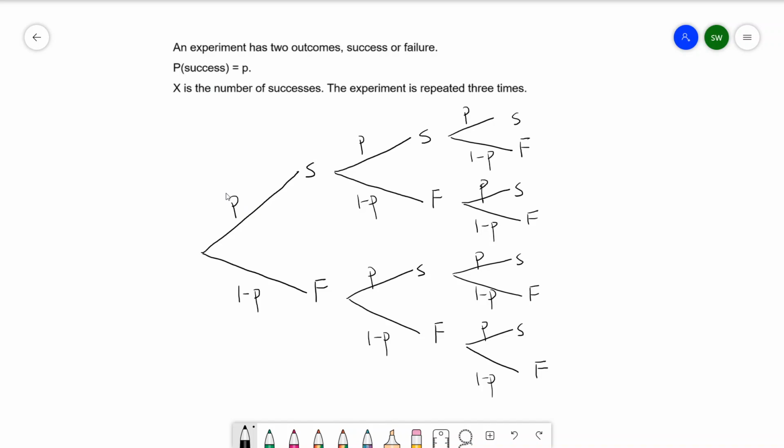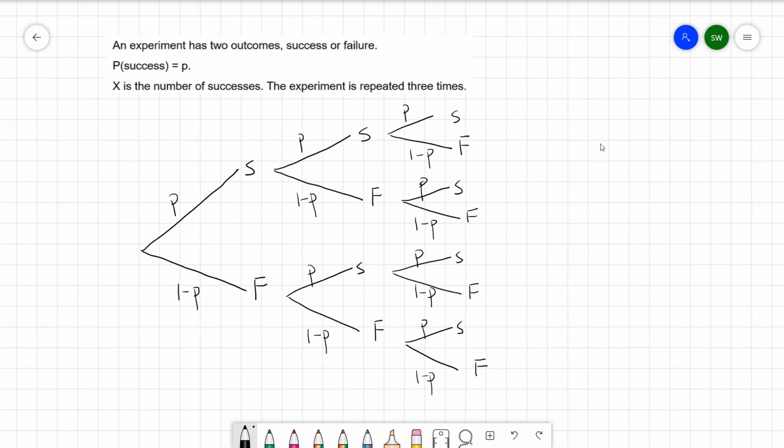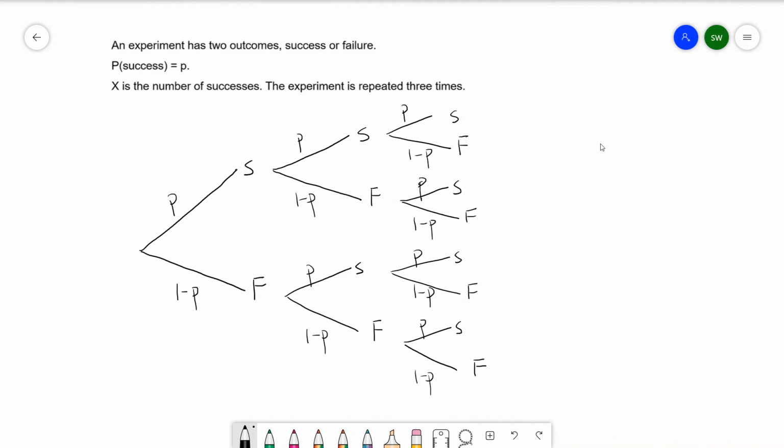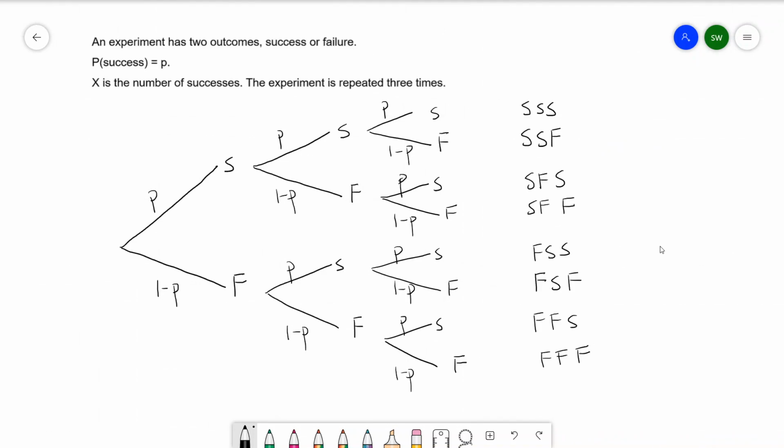I've already labelled my branches, because these branches have to add up to 1: success is P and failure is 1 minus P. So you can see that we've got all these different outcomes. And our aim is to work out what's the probability distribution of X, where X is the number of successes.